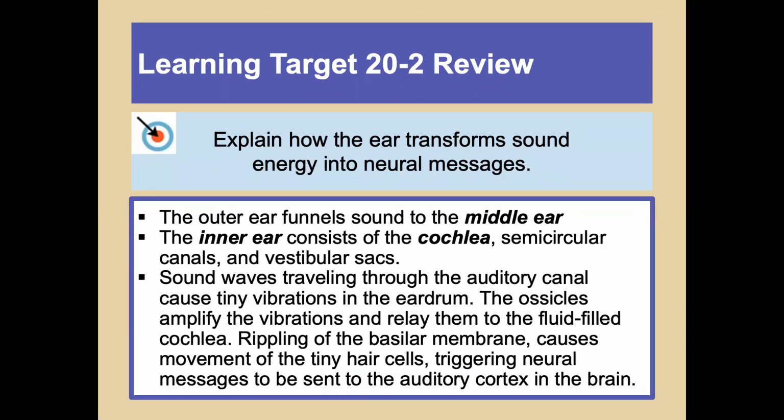So how does the ear transform sound energy into neural messages? The ear funnels sound to the middle ear. The inner ear consists of the cochlea, the semicircular canals, and the vestibular sacs. You can go back and see some of those images we had, or there are some really great pictures in the textbook. Sound waves traveling through the auditory canal cause tiny vibrations in the eardrum. The ossicles amplify the vibrations and relay them to the fluid-filled cochlea. Rippling of the basilar membrane causes those tiny hair cells to move, triggering neural messages to be sent to the auditory cortex in the brain.